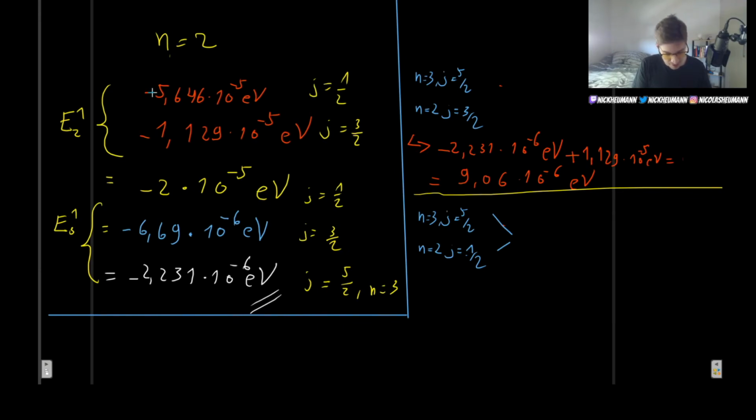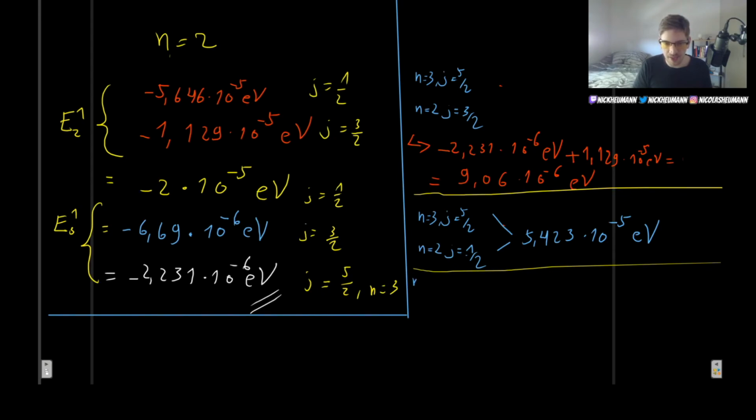So we get plus 5.646 exponent minus 5. So our result is 5.423 times 10 to the minus 5 eV. All right, next case. So now we are done with j equals 5/2. So let's now go for the next one.